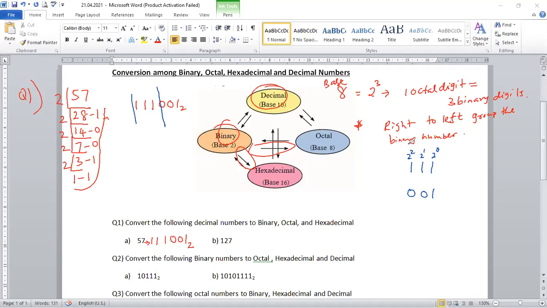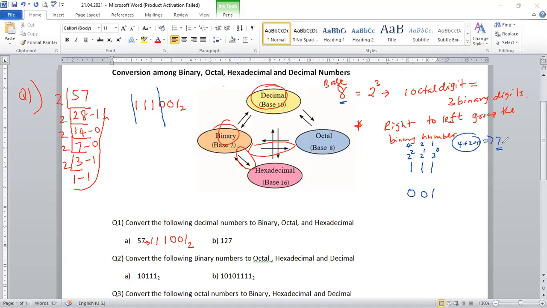What is 2 to the power 2? That is 4. 2 to the power 1, 2. 2 to the power 0, 1. So 4 plus 2 plus 1. What is the answer for this one? 7. So 7 is the largest number in base 8. Okay. So we are taking the values 4 into 1, 4, 2 into 1, 2, 1 into 1, 1.